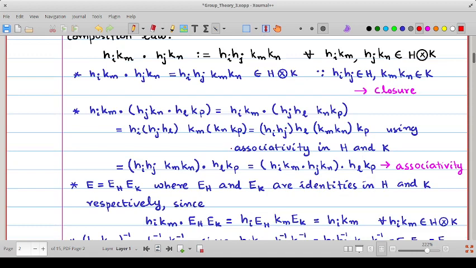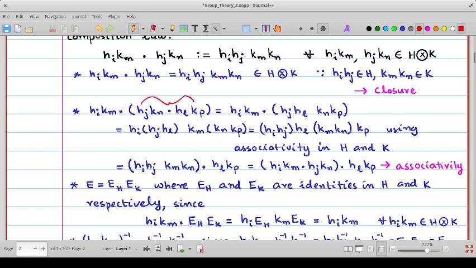Now to show associativity, consider the following product. Consider three elements HIKM, HJKN and HLKP of the outer product H cross K. Then consider a product like this. So you first consider these two elements, the product of these two elements, and then take the product with the third one.